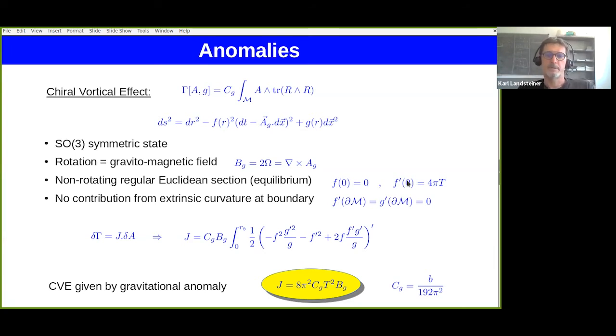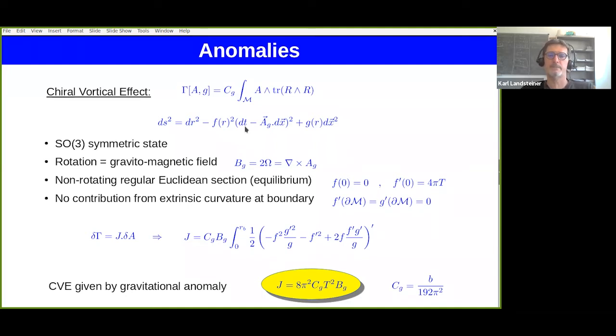A sort of fast way to see this is to go to your Euclidean section. For this, imagine that there's no such rotation, and you just take t to it such that you get a Euclidean signature. Then at f equals 0, this time shrinks to 0 size. And for this to be a regular geometry without any singularity, it means that this Euclidean time coordinate has to have the topology of a circle.